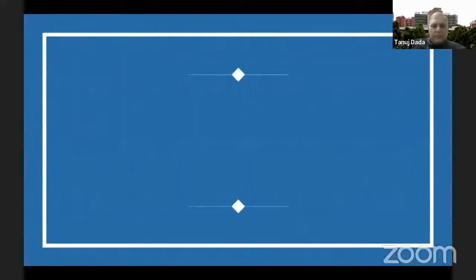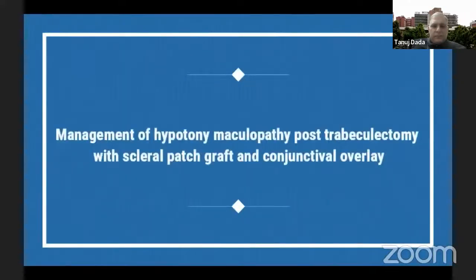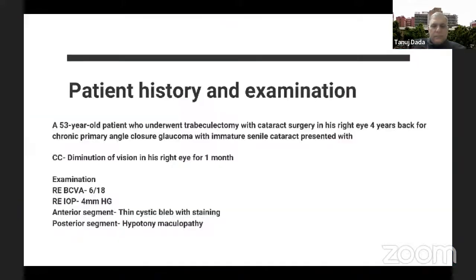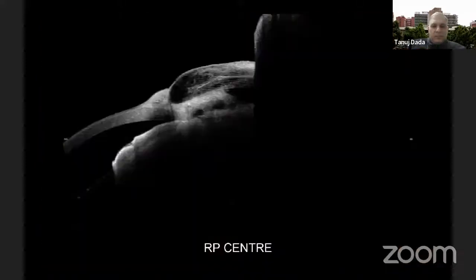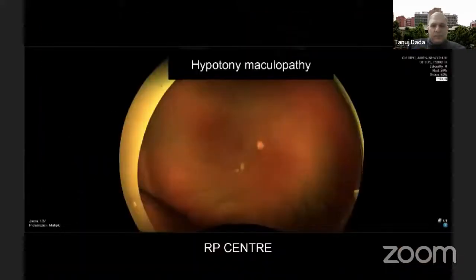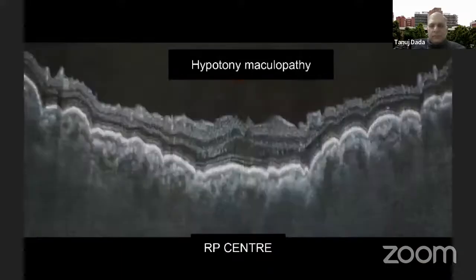Management of hypotony maculopathy post-trabeculectomy with scleral patch graft and conjunctival overlay. This video demonstrates a surgical technique in a patient who developed hypotony maculopathy 4 years after trabeculectomy surgery. The patient's intraocular pressure was 4 millimeters of mercury, and he was found to have a thin cystic bleb with sweating and associated hypotony maculopathy.